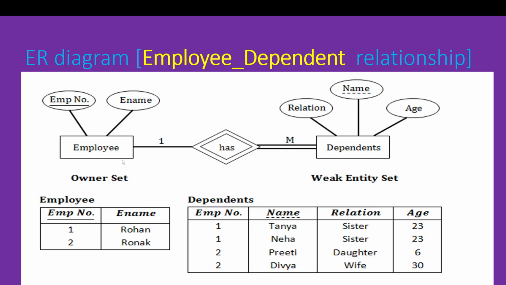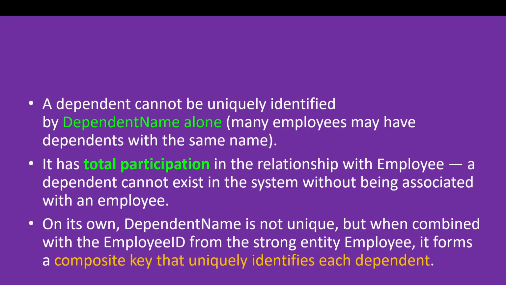One important thing is that an employee can exist in the company, but there is no existence of a dependent if the employee does not exist. The employee is working in the company, but the dependent is not working. If the employee exists, then the dependent can exist. That's why the dependent is fully dependent on the employee. The relationship is represented using a double diamond symbol.